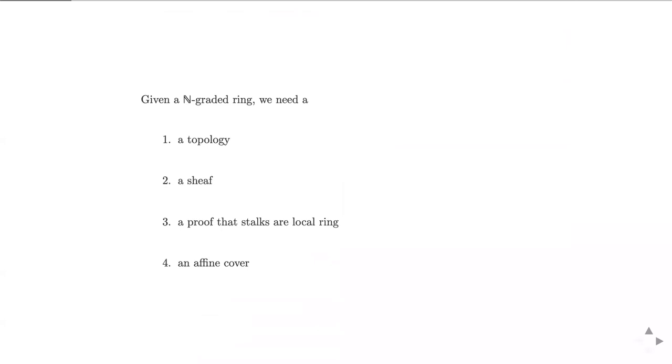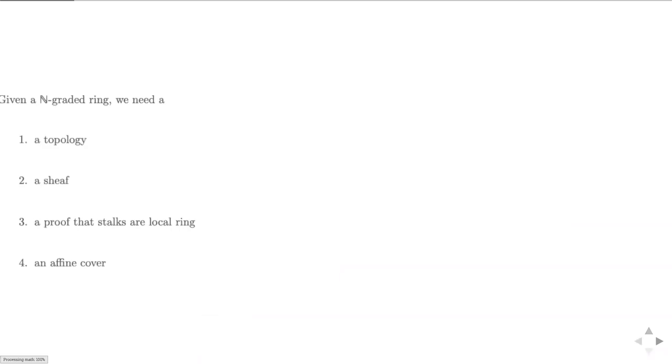So to construct a scheme for every graded ring, we will need a topology, and we will need a structure sheaf, and we will need a proof that the stalks at every point are local rings, and we will also be constructing an affine cover.